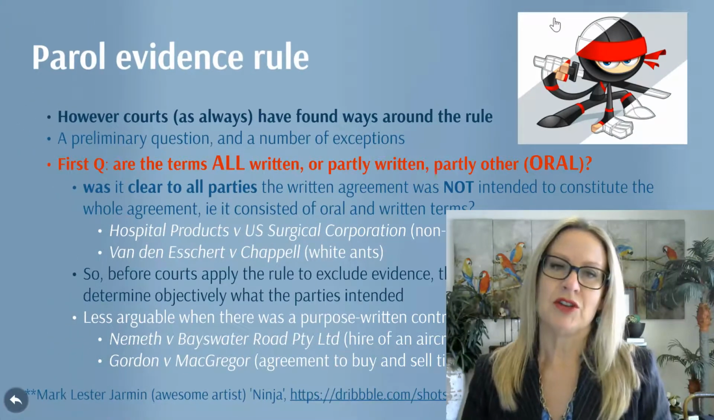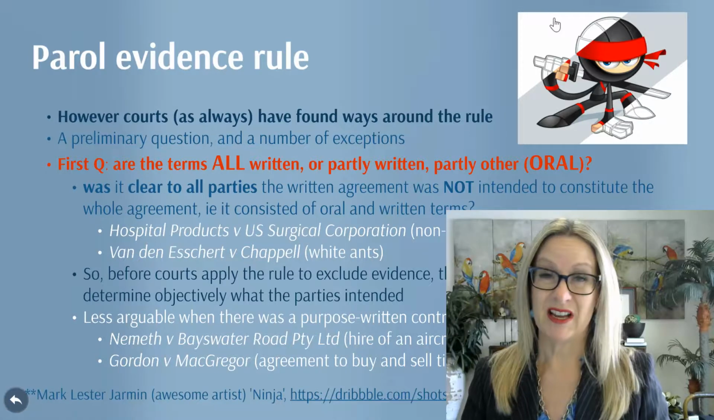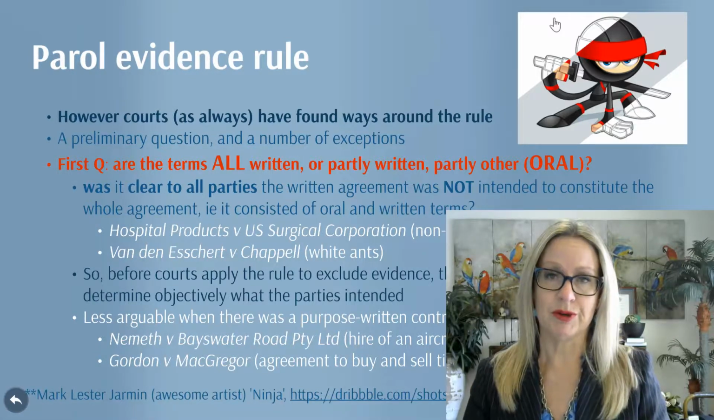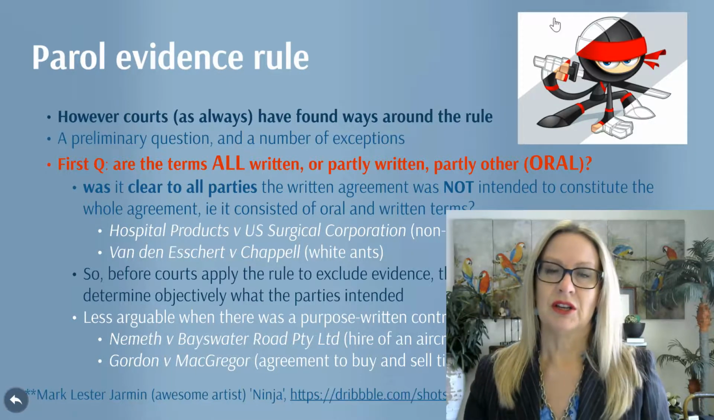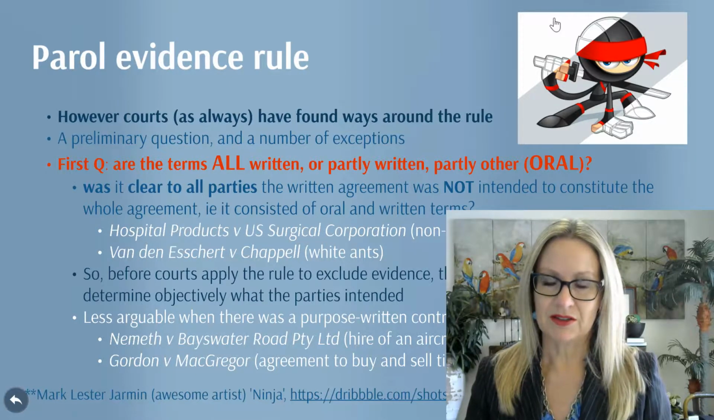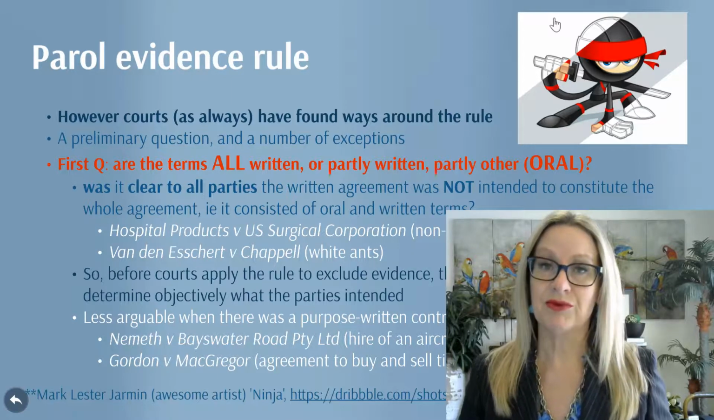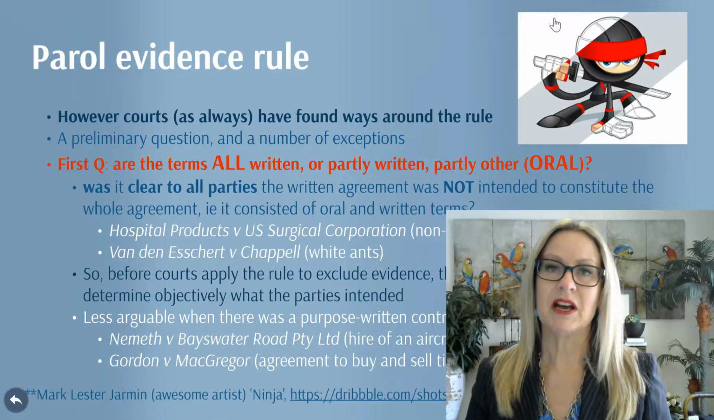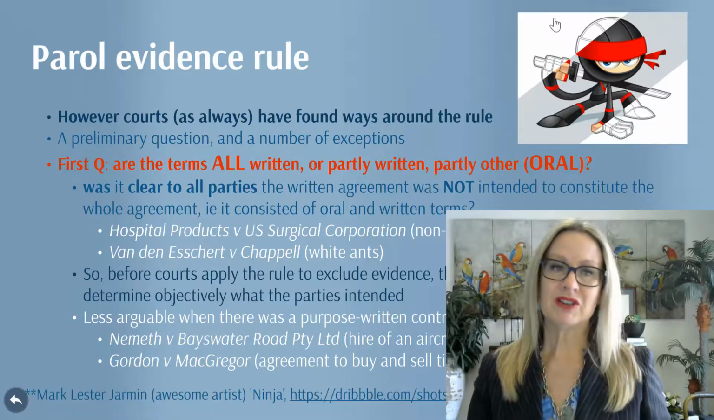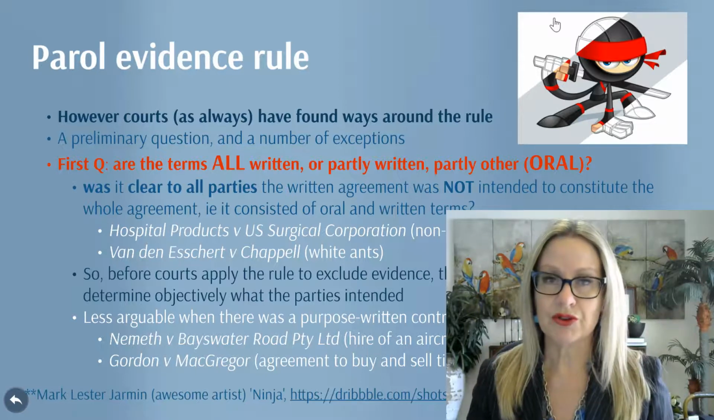So the first way that you can try and get extrinsic evidence of potential contract terms in front of the court is by saying, well, actually, if you look at the context of what occurred between the parties, you will see that in actual fact, the parties did not intend their bargain to be governed wholly by the written terms, because the parole evidence rule only applies to written contracts.